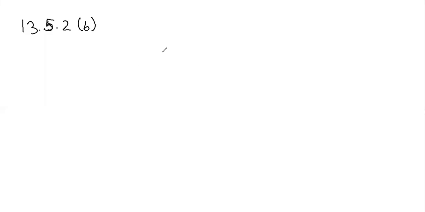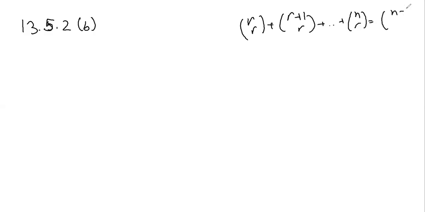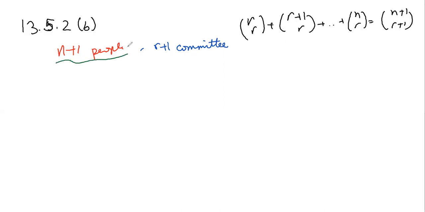So we want to show the hockey stick theorem is true, which of course I will write over here: R choose R plus R plus 1 choose R plus ... plus N choose R is equal to N plus 1 choose R plus 1. So first of all, let's consider we have N plus 1 people, and we want to make a committee of R plus 1 people. Of course, that will give us N plus 1 choose R plus 1 ways.